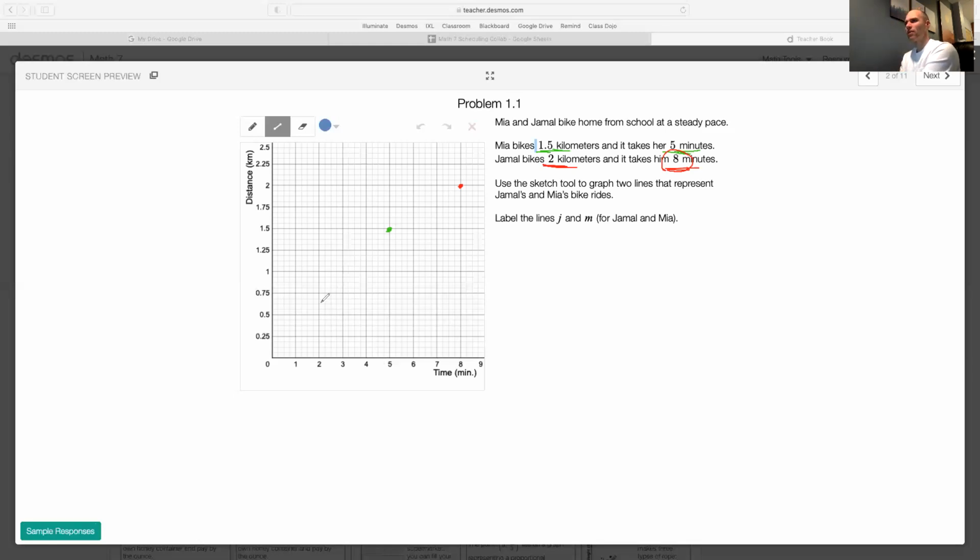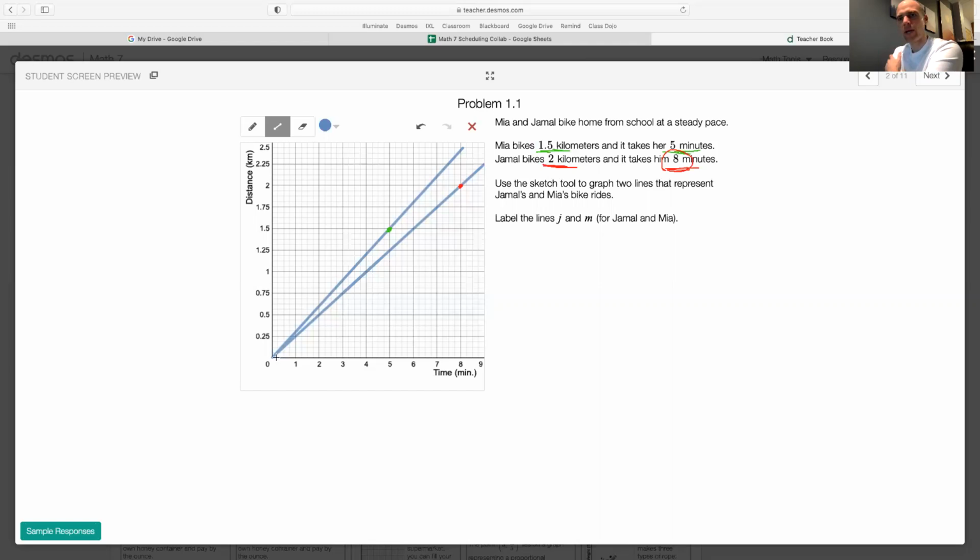All right, and so now if I were to draw lines that represent these, I'm going to grab the line tool from Desmos because I feel like that'll make my lines straighter and easier to look at. I'm going to connect this line for Mia's in green, and I'm going to make it go all the way. I'm just going to make sure that it passes nicely through that point that I made. And then I'll make another one for Jamal, and I'll make sure it passes nicely through that red point I made.